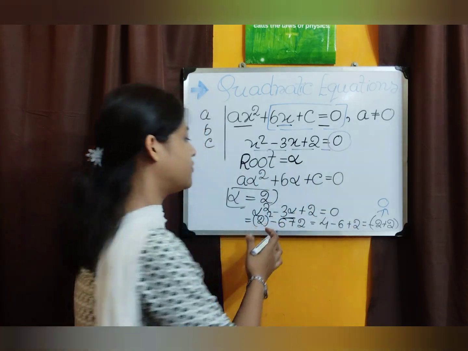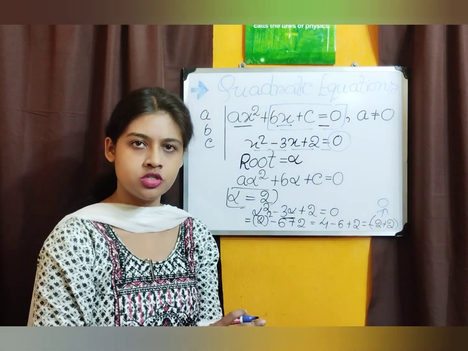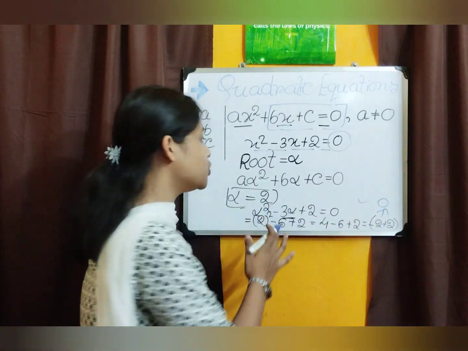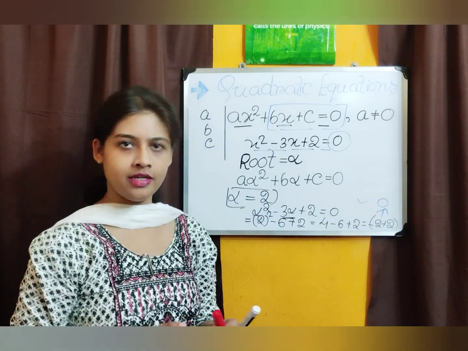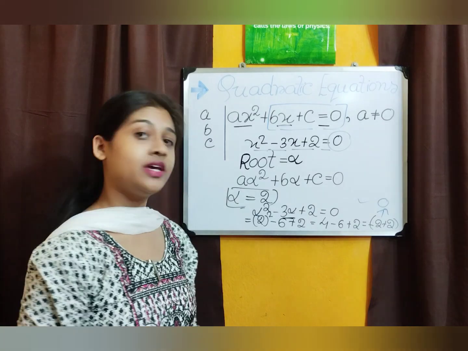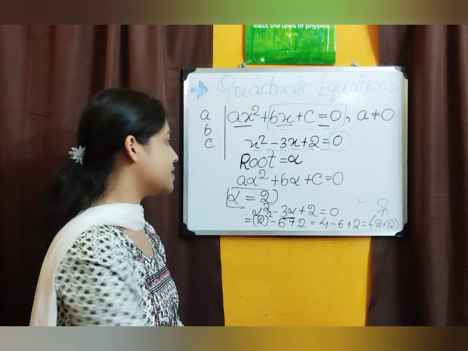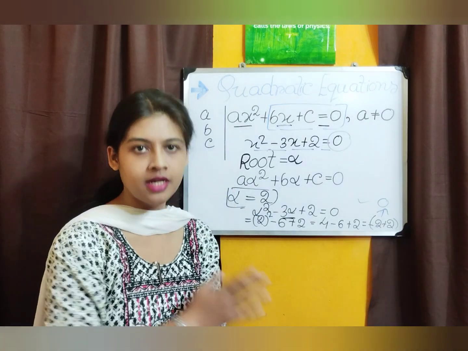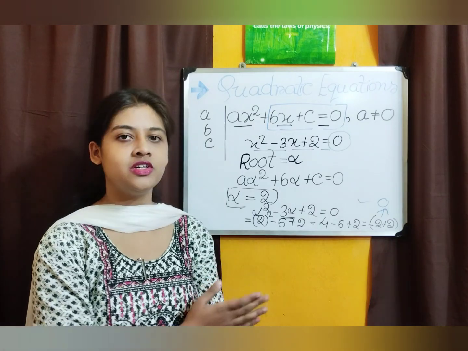X square minus 3x plus 2 equal to 0, and here also alpha square minus 3 alpha plus 2 equal to 0. So, is 2 satisfying the equation? Yes, we are getting 0. So, we can tell yes, 2 is the root of the given equation, that is x square minus 3x plus 2 equal to 0.